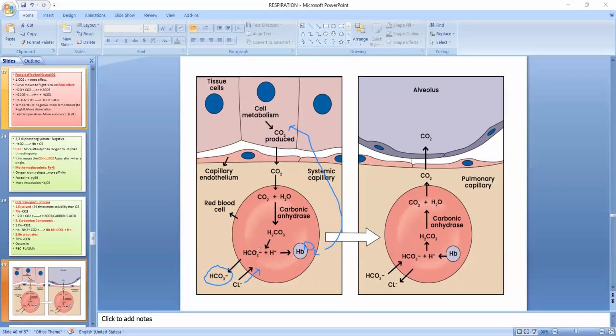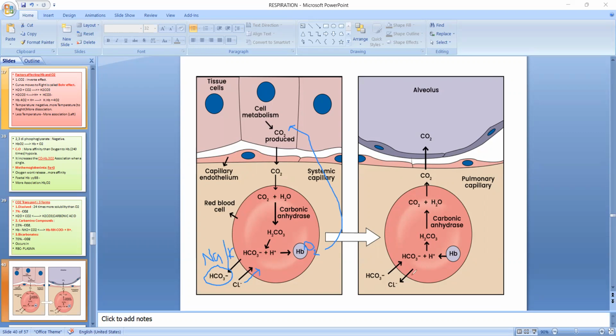Okay, here the minus ion, beta, has come, so another minus ion has to come. So here this Cl minus enters into the RBC. This mechanism is called chloride shift. We all know that. And this HCO3 minus reacts with either Na plus or K plus, forming sodium bicarbonate or potassium bicarbonate, that is traveled or carried to the alveoli, to the lungs.